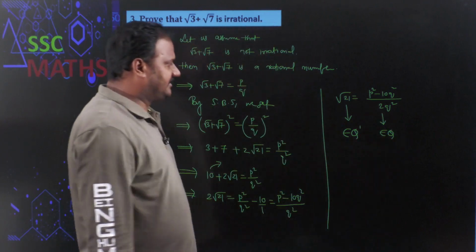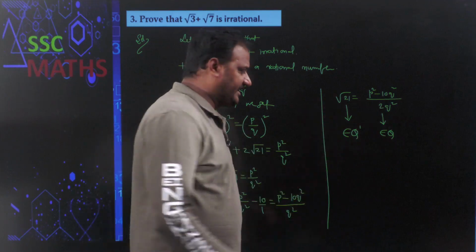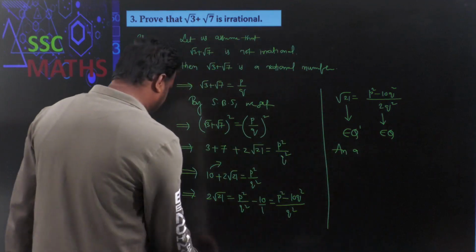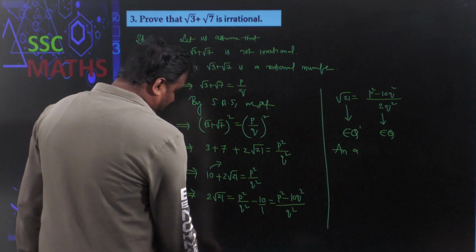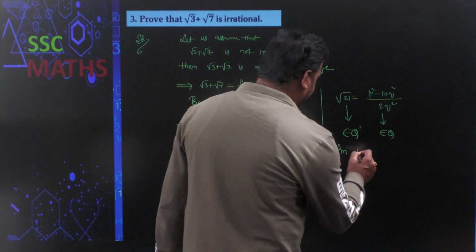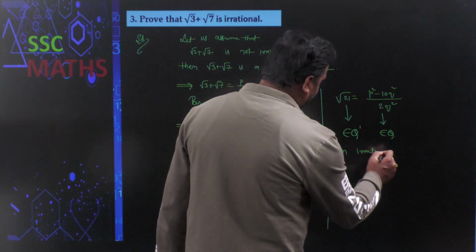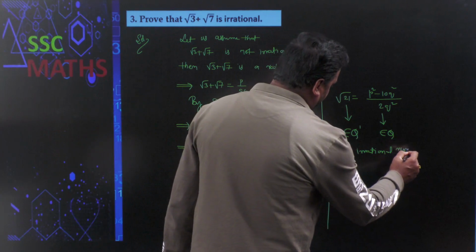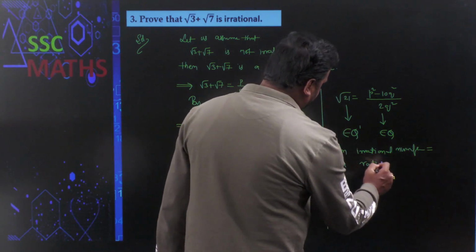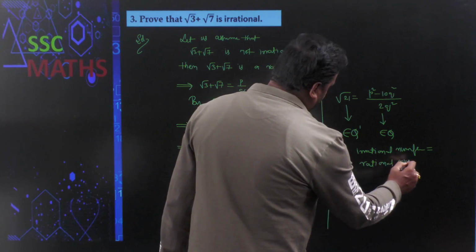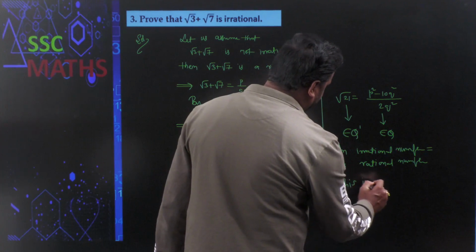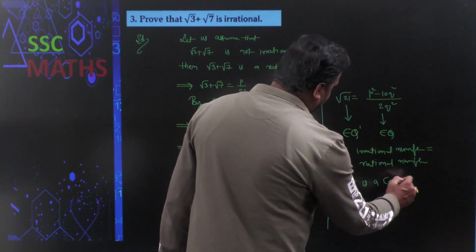Now what did you get here? An irrational number is equal to a rational number. So an irrational number equal to a rational number means, what is your conclusion? An irrational number is equal to a rational number. So this is absolutely wrong. So this is a contradiction. What is it? This is a contradiction.